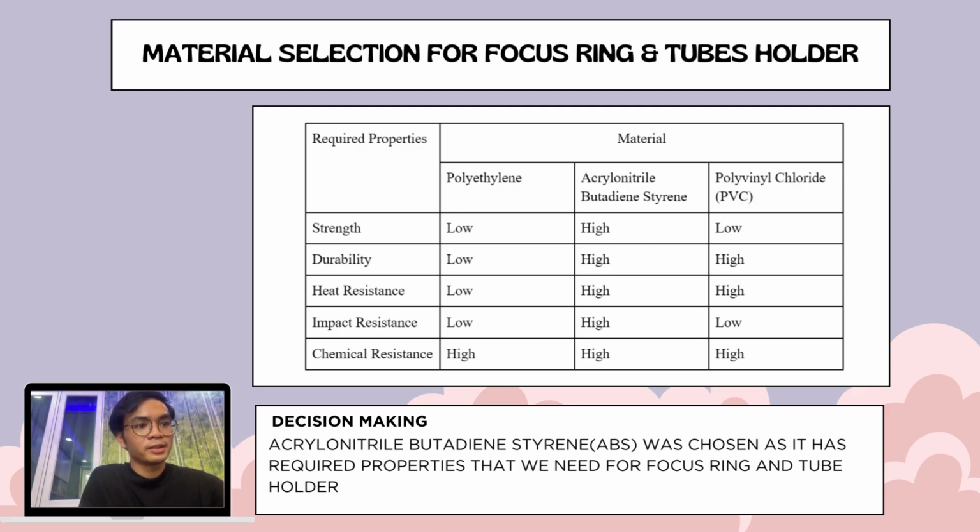While ABS has high strength, durability, heat resistance, impact resistance, and chemical resistance. PVC has high durability, heat resistance, and chemical resistance. However, it has low strength and low impact resistance. So based on these three materials, we have decided to use ABS, which is acrylonitrile butadiene styrene, as our material for the focus ring and tube solder.